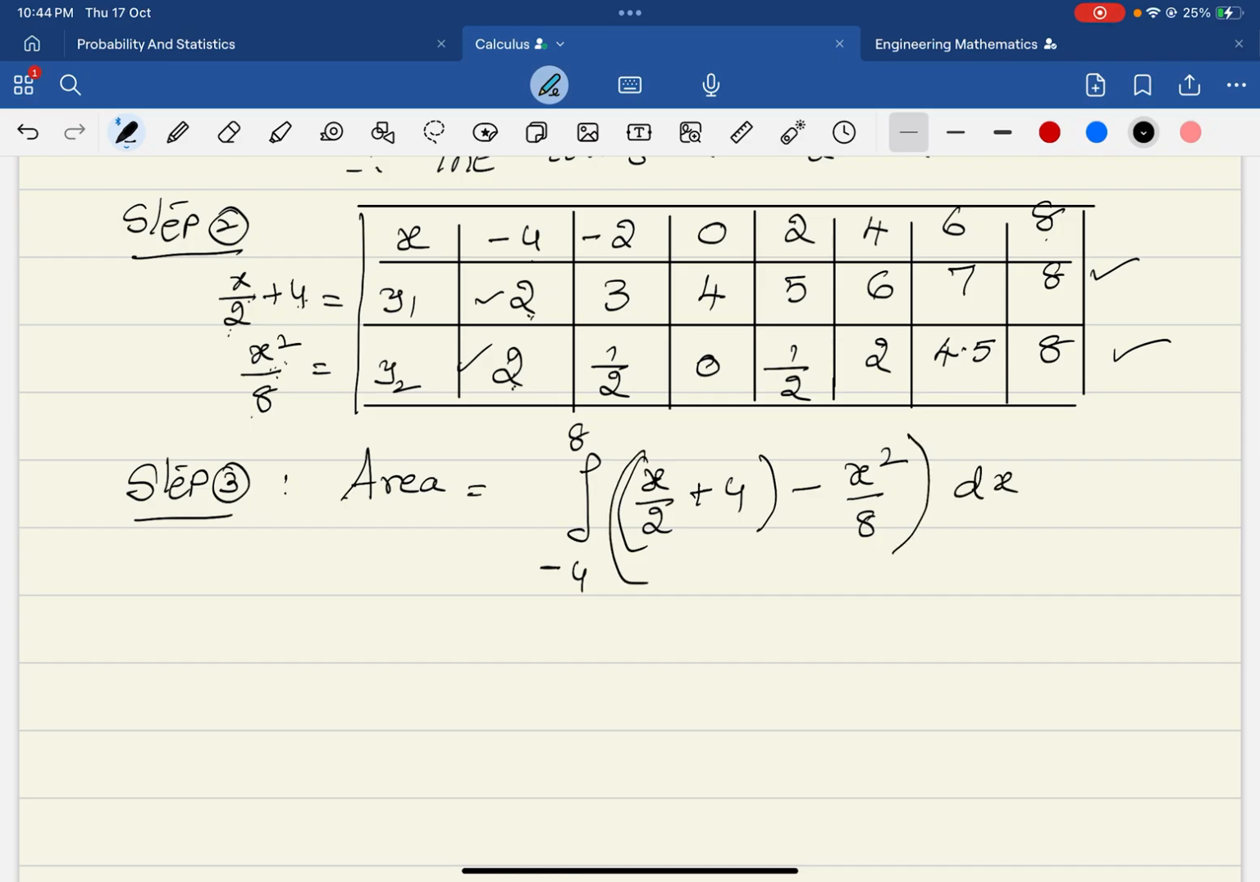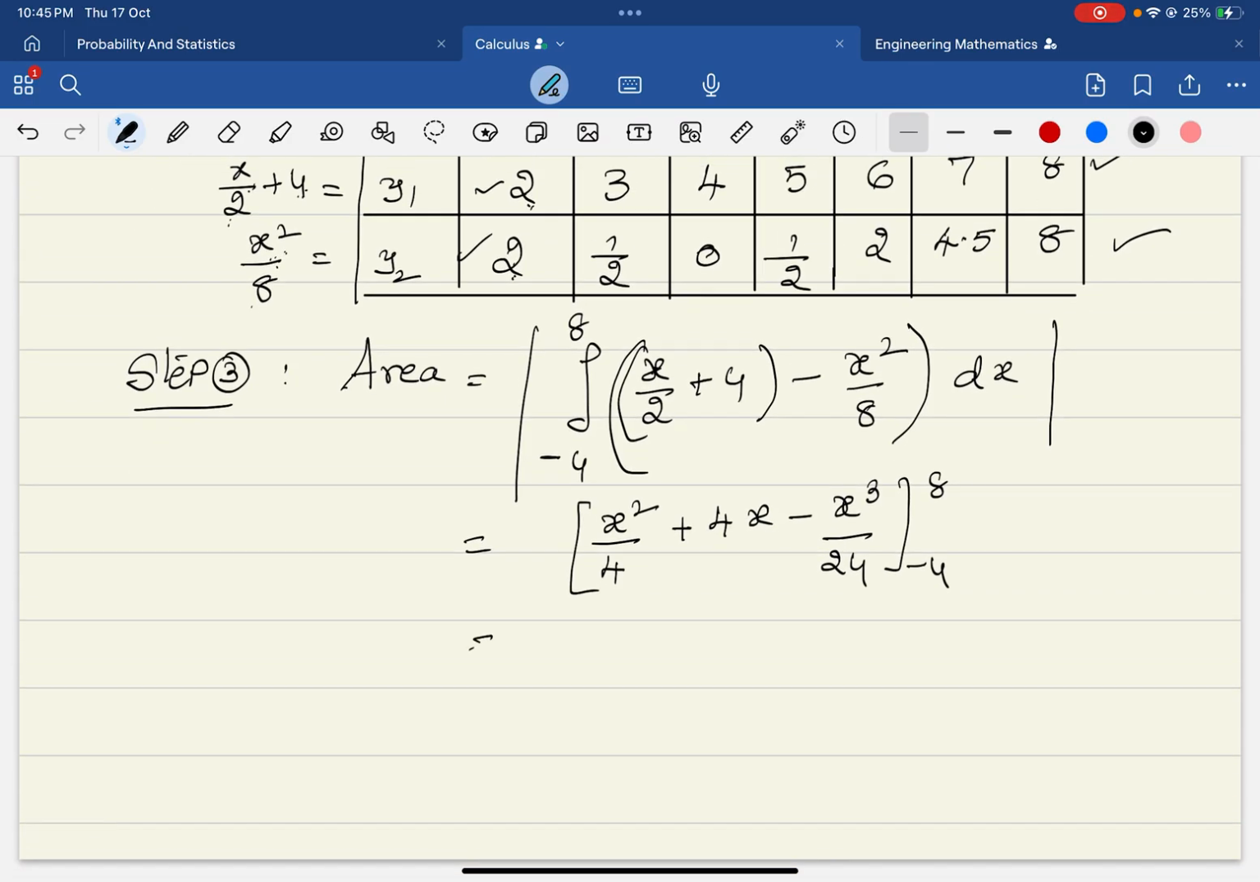Okay, let us solve, and we want this with the modulus value. So x by 2 integrates to x square by 4, plus 4 dx means 4x, minus x square by 8 integrates to x cube by 3 into 8, which is 24. So the limits are from minus 4 to 8. Now let us substitute these values. Let us see what it gives you.